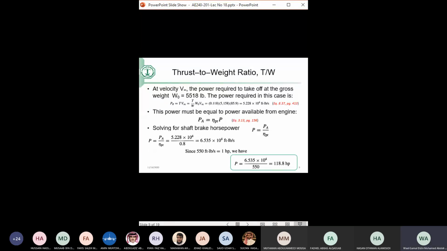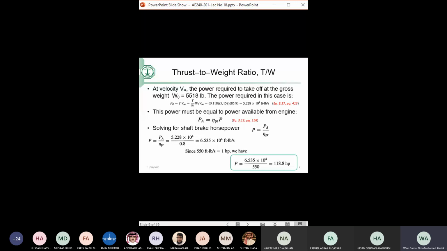Doctor, from where did we get the efficiency? Oh, it's typically assumed. Remember last time when we said in design, we don't go and do a PhD thesis in order just to find a single value. If it has a value that doesn't change much between different engines, we just go ahead and use it. So from chapter 3, typical efficiency of propellers is 0.8.